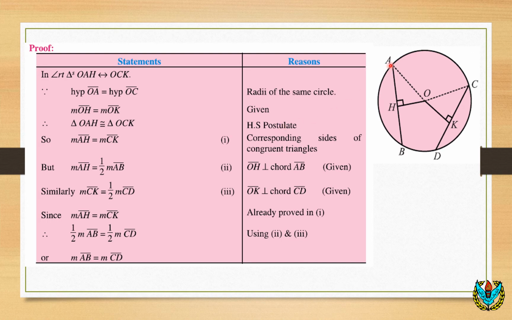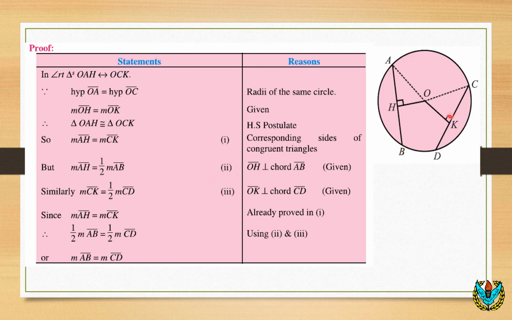It means AH, measurement AH, is equal to measurement CK. These are the respective sides of the congruent triangles. We will write corresponding sides of congruent triangles. But we know by theorem 3 that a perpendicular drawn from the center bisects a chord. So OH is perpendicular to the chord AB. It means AH is half of the whole chord AB.